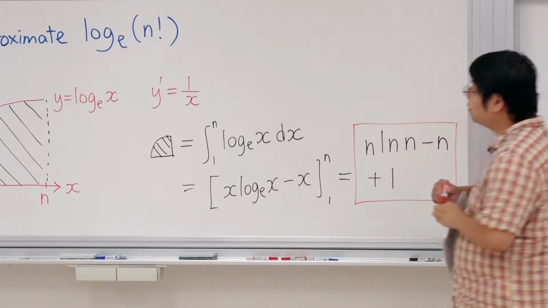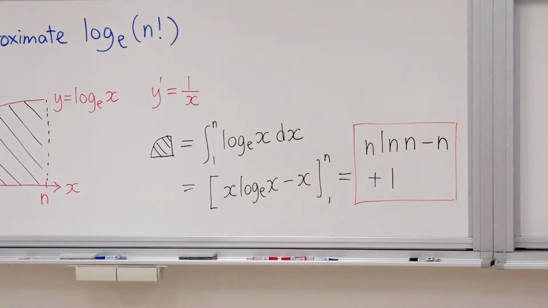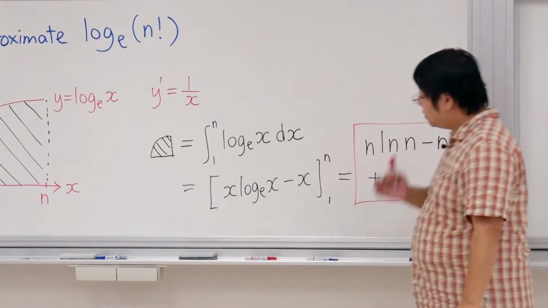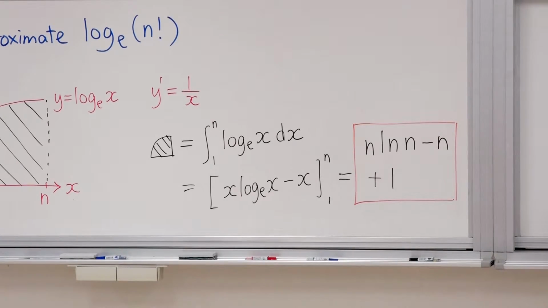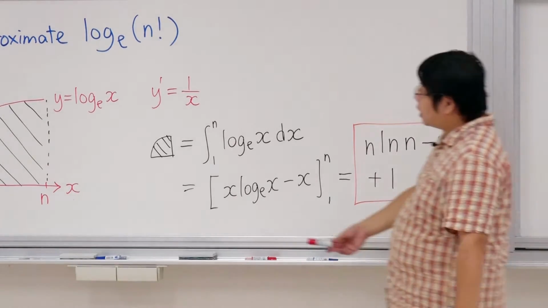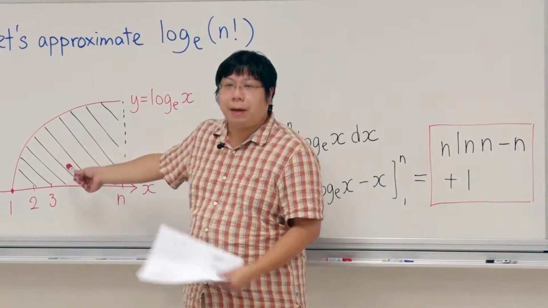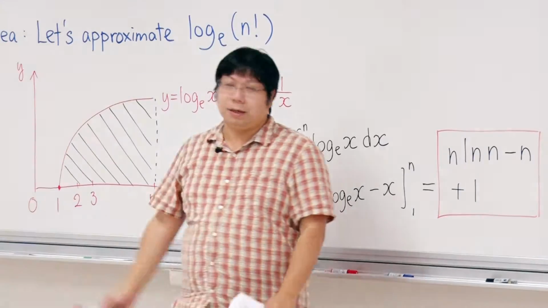So this is the first term. Now, we do a second thing. What should we do next? We are still looking at this area, but this time we are going to give a lower bound on the area of this one.